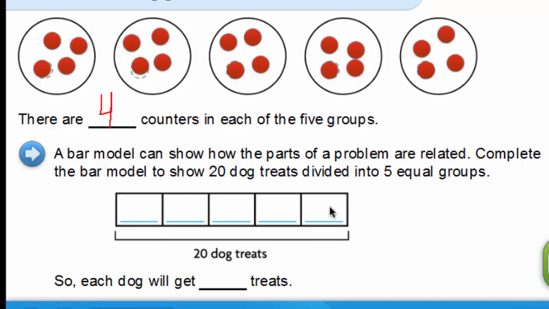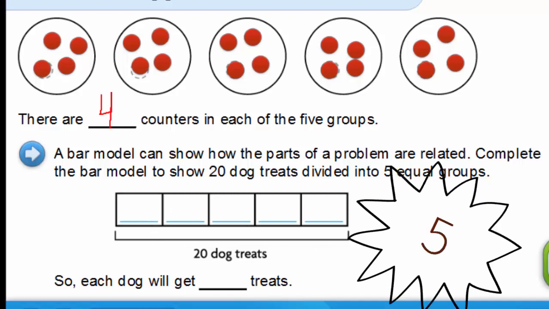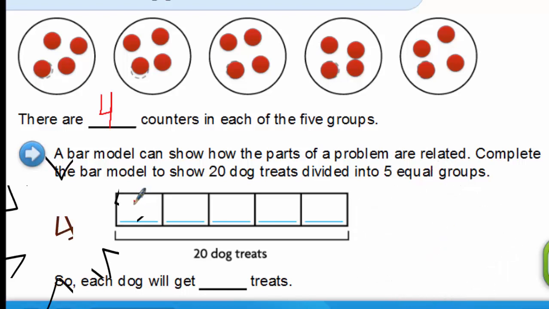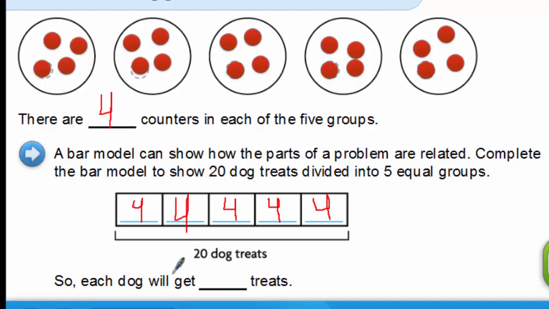How many equal groups do we have? Yes, we have 5. And how many are in each equal group? 4. So we put 4 in each of these boxes to represent 5 groups of 4. So each dog will get how many treats? 4, that's right. Yummy. I hope they're bacon flavored delicious treats. Parker and Oscar would love that.